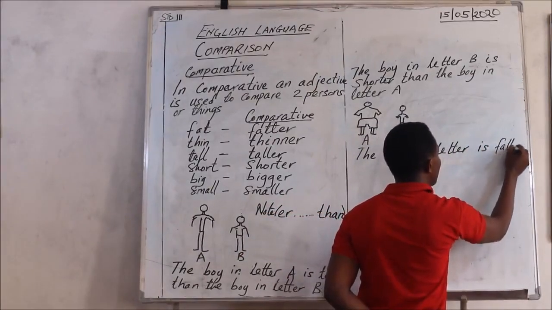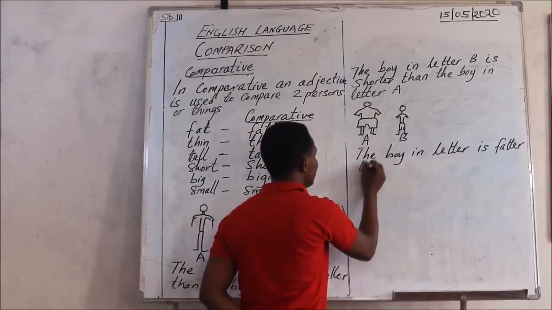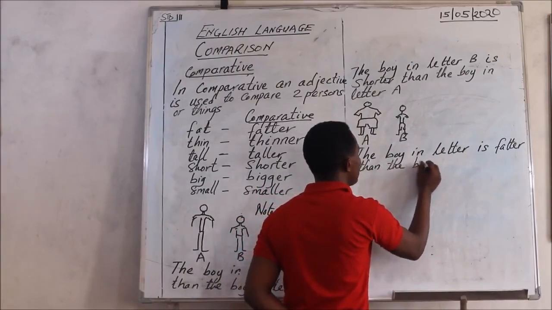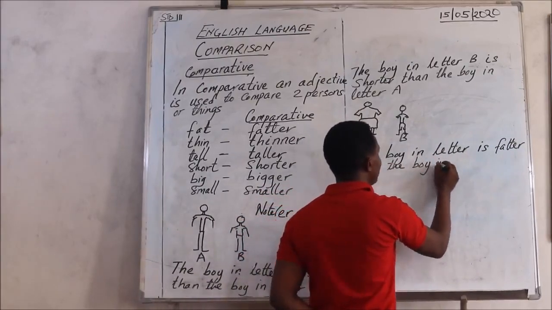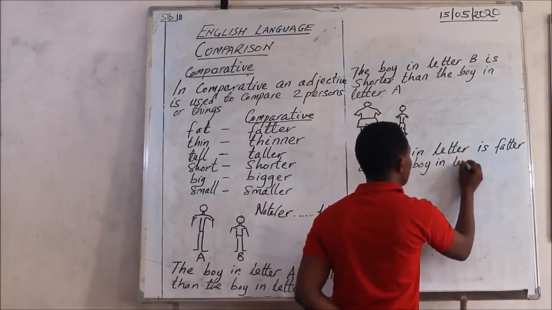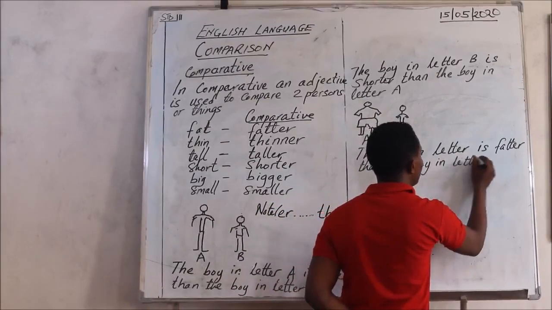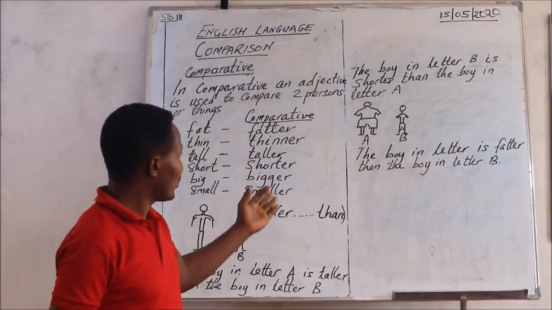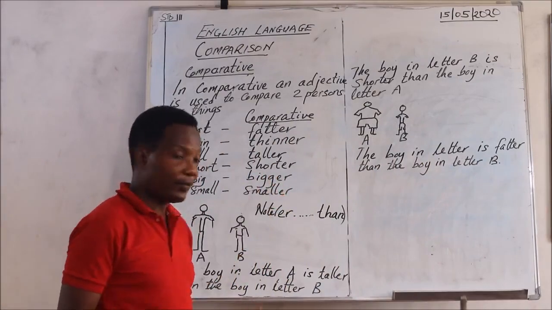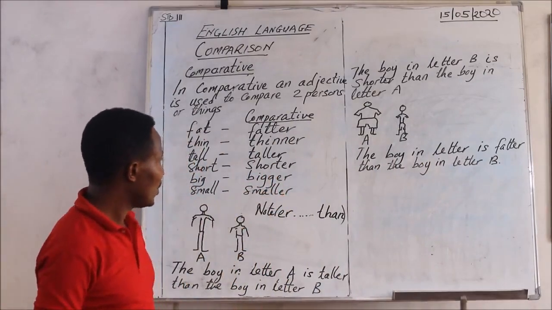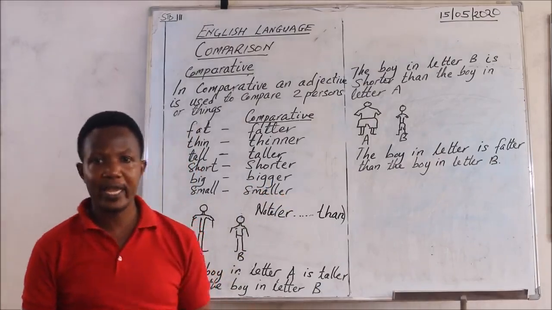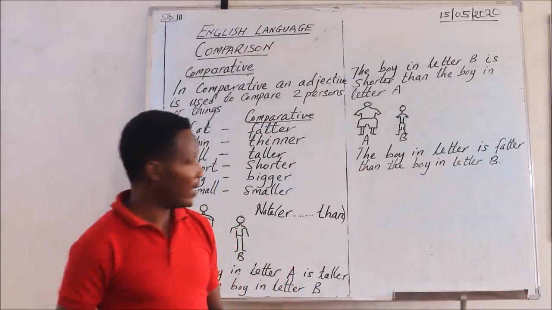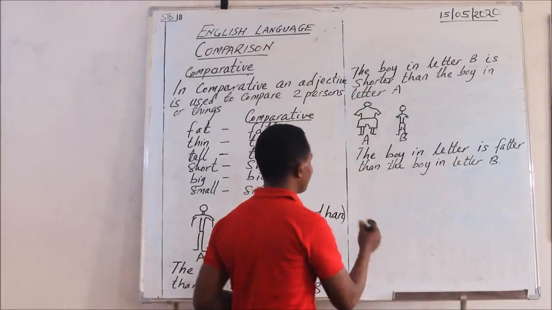fatter than the boy in letter B. And it is true because, the way you can see, the boy in letter A is really fatter than the boy in letter B. But also, the boy in letter B is thinner than the boy in letter A.